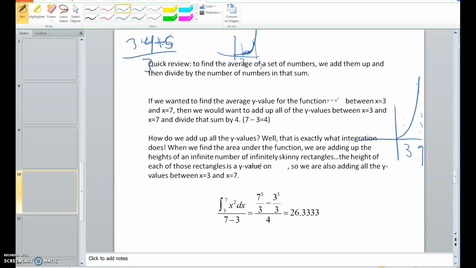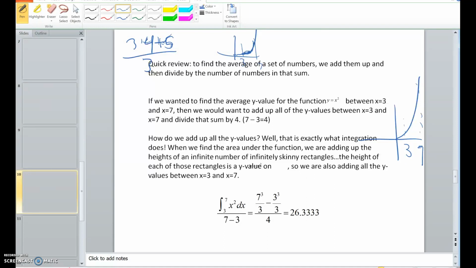So in theory, what we're going to want to do is add up all of the y values in between 3 and 7 and then divide by the number of y values. That's how we average things. So if we wanted to find the average y value for this function, we should add up all the y values and then divide by how many there are.